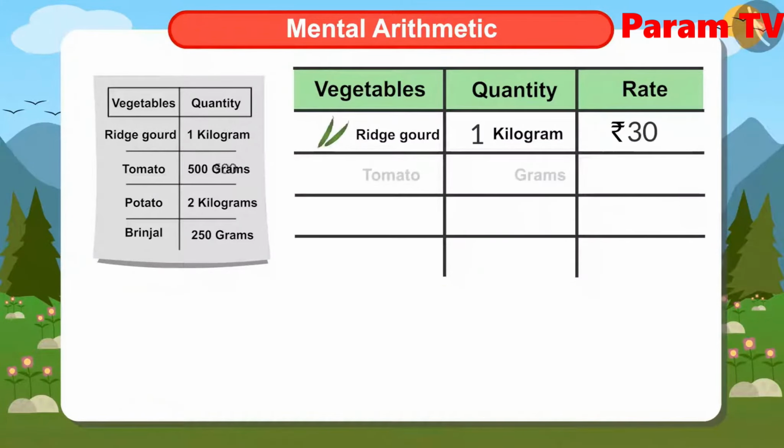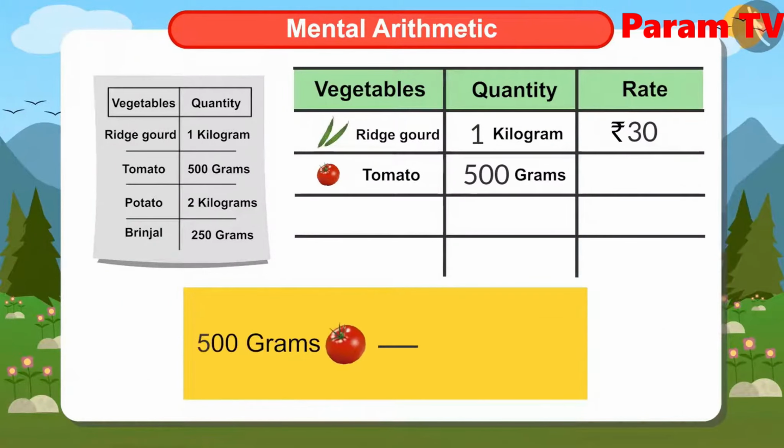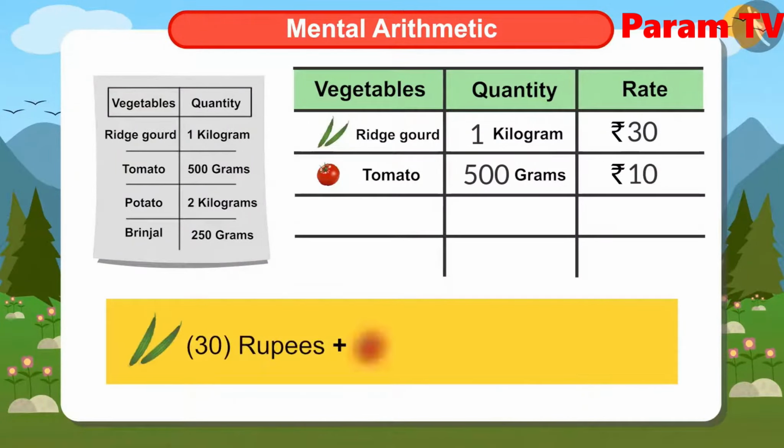I have also bought half a kilo of tomatoes. And the price of tomatoes is 20 rupees a kilo. This means that to know the cost of half kg of tomatoes, I have to divide 20 by 2. 2 tens are 20, which means 10 rupees is the cost of half kg tomatoes. Ridge gourd and tomato cost 40 rupees.